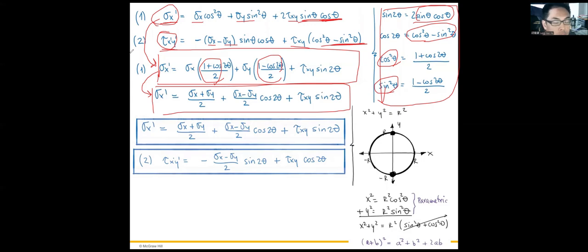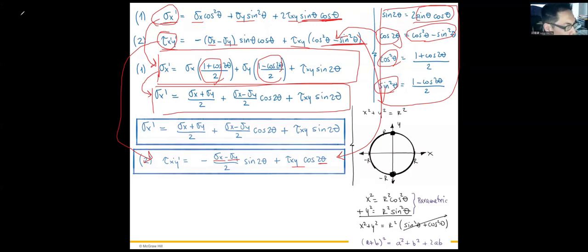And then we can convert it to tau x prime y prime, in terms of sigma x, sigma y, tau xy, and 2 theta. So we just plug this 2 theta here, and we can get this equation. So it's just some mathematical work, it's not difficult. Now we're going to figure out what the Mohr circle is using these two equations.